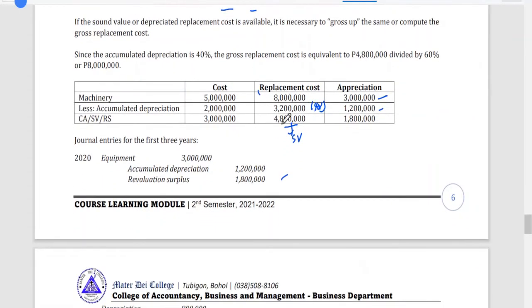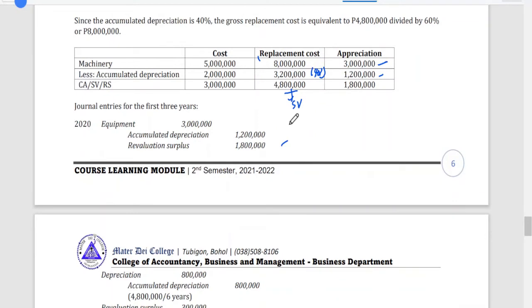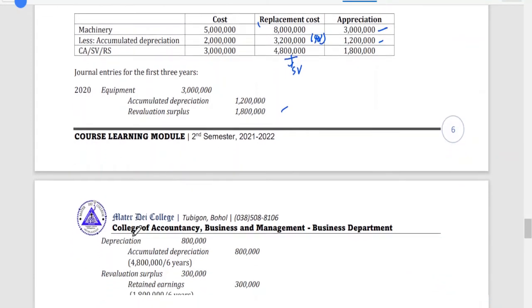In effect, the carrying amount of our asset now is 4,800,000. For the depreciation, we will base it on the sound value or the depreciated replacement cost. So 4,800,000 divided by 6 years remaining life, since it was originally 10 years, minus 4 years expired life. So you have 6 years.